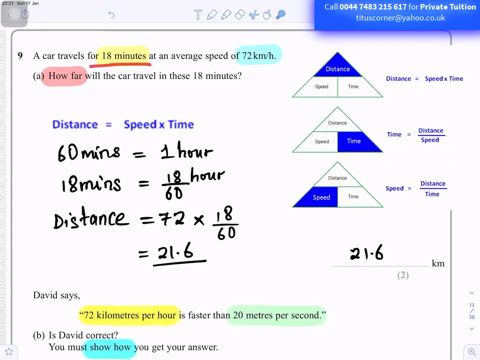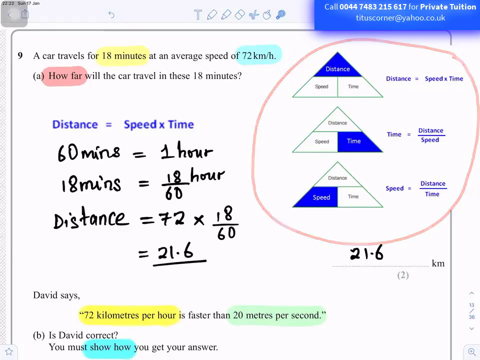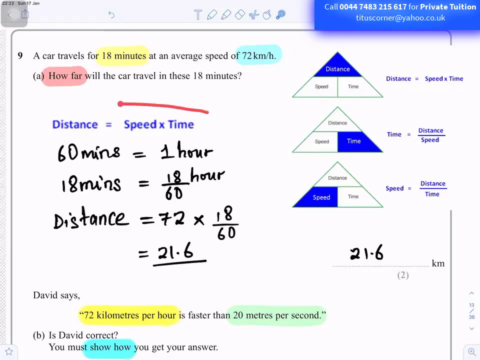A car travels for 18 minutes at an average speed of 72 kilometers per hour. How far will the car travel in this 18 minutes? I've put on the right-hand side the formula that you need to know. Speed is distance divided by time, and you want to find the distance. The distance is given by the speed times the time.